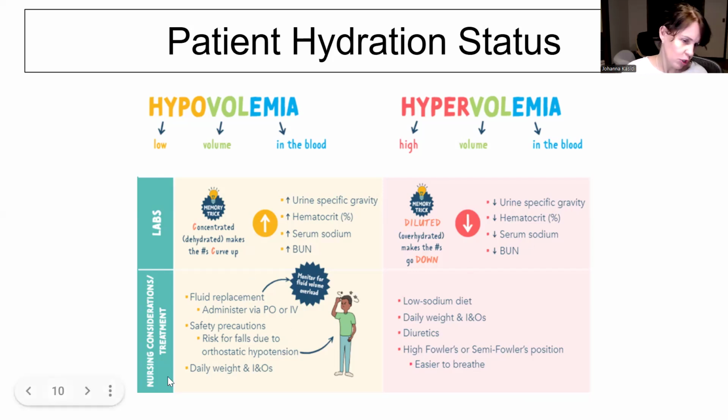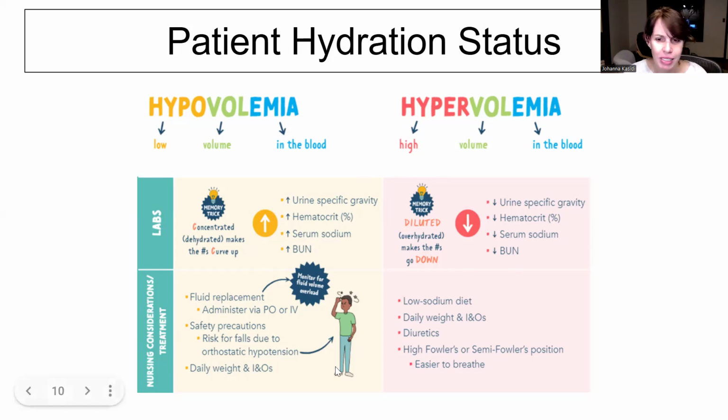So what nursing considerations and treatment? Okay, so for hypovolemia, you want to give fluid. If I need to give IV fluid, then we'll give IV fluid, but also it might just be encouraged PO fluid, or it might be both. People who have low volume are at risk for getting really dizzy, right? When they stand up, they don't have the autonomic response as quickly because they don't have as much fluid. So they could get dizzy, they get orthostatic hypotension. So they're at risk for falls.